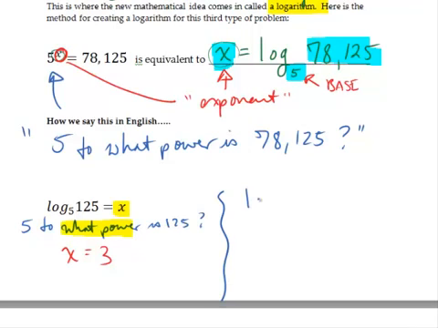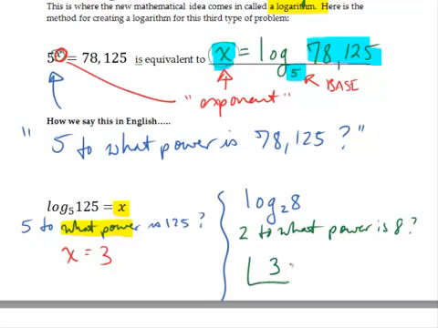Let's try another one. Log base 2 of 8. So I'm asking 2 to what power is 8? And we know that 2 to the third power is 8. So this one here, this log, equals 3.